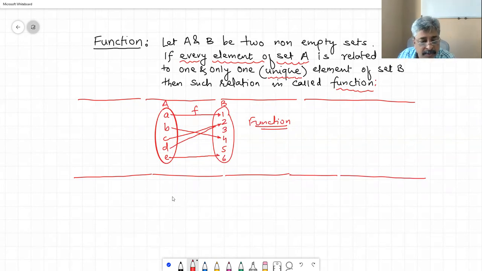So based on the number of elements in A, number of elements in B, there are four types of functions.